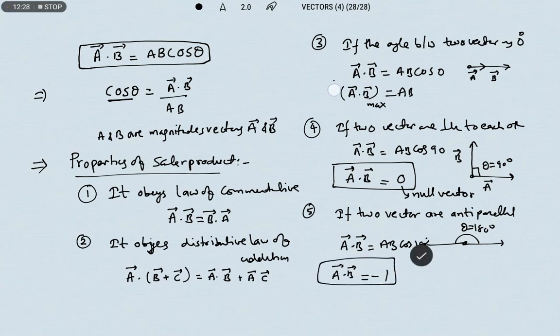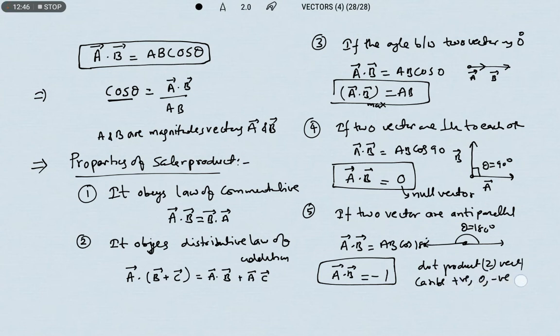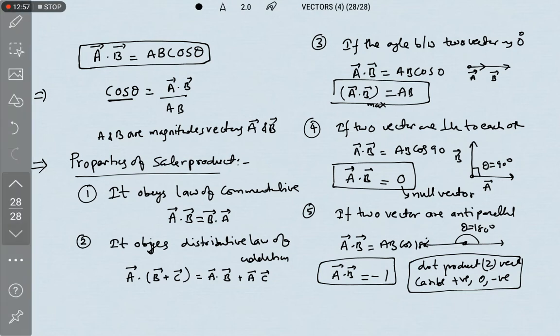That means the dot product between two vectors can be positive, 0, negative. Okay, so these are some properties related to this. Now let us take some more applications based on this.